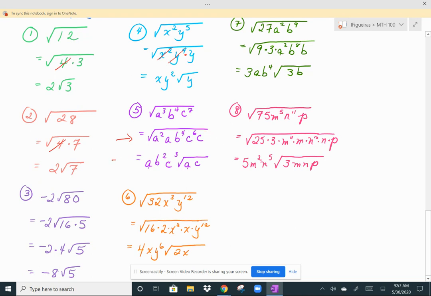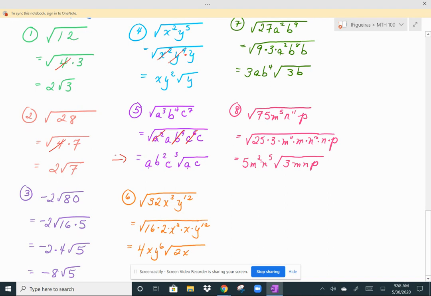So the square root of a squared is a. That comes out. The square root of b to the 4th is b squared. That comes out of the radical. And the square root of c to the 6th is c cubed. So that comes out of the radical. And the part that's left inside is ac.